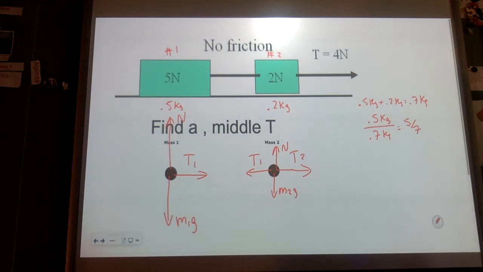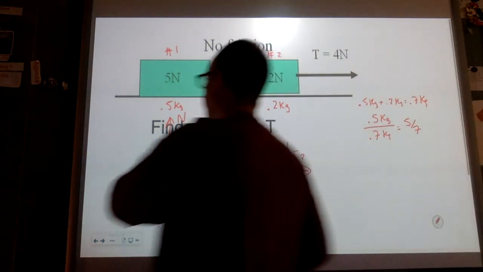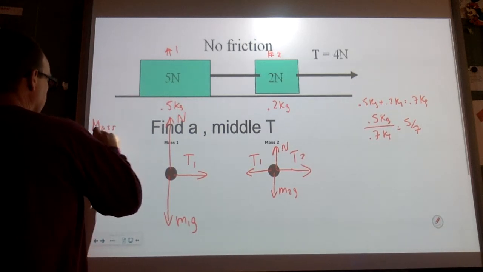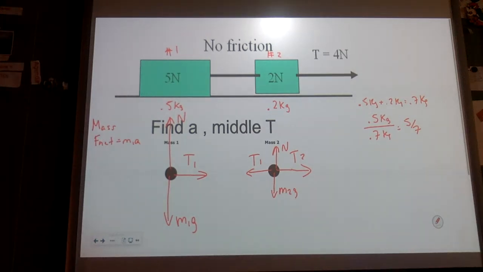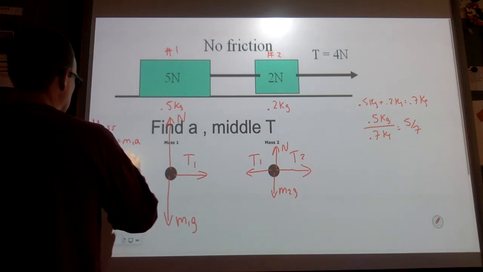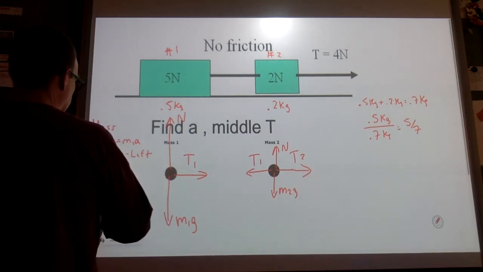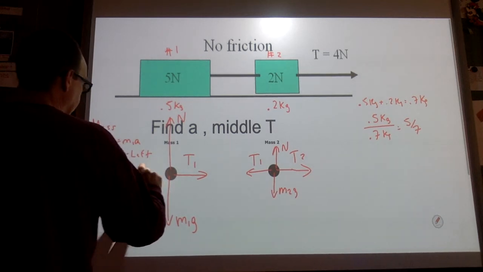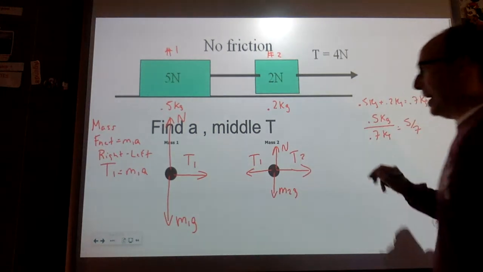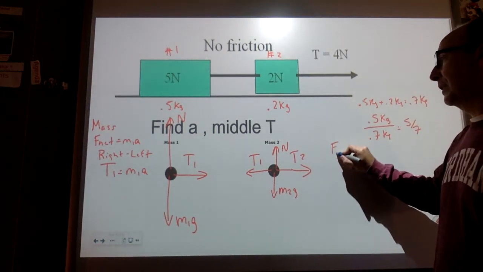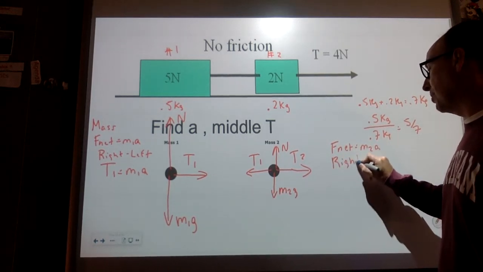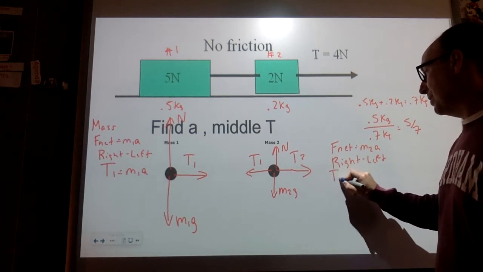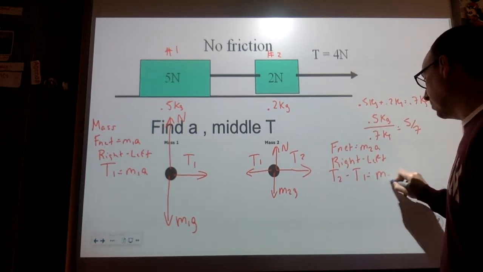This should be a mass going down of m2g, and this would be normal going up. Each one of these is going to have its own equation. For mass 1, Fnet is going to be equal to m1a. And I'm going to do rights minus lefts. And so it's going to be T1 is equal to m1a. For mass 2, I'm going to have Fnet equals m2a. And I'm going to do right minus left. T2 minus T1 is equal to m2a.